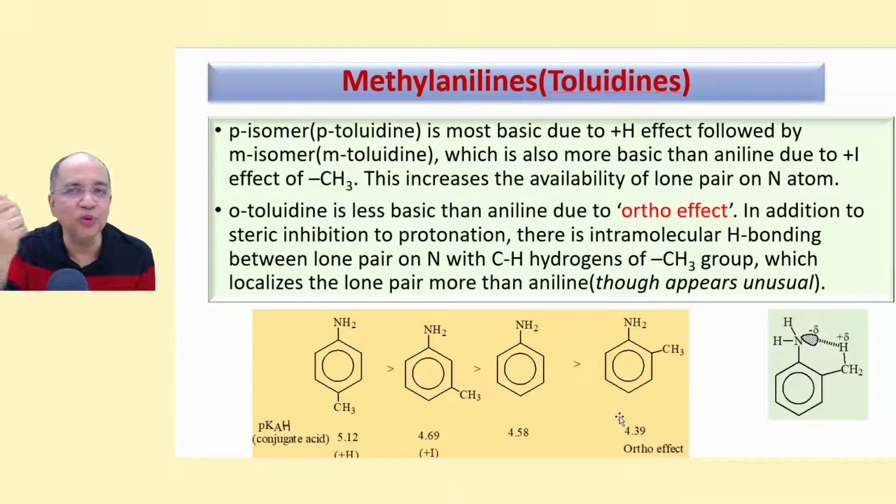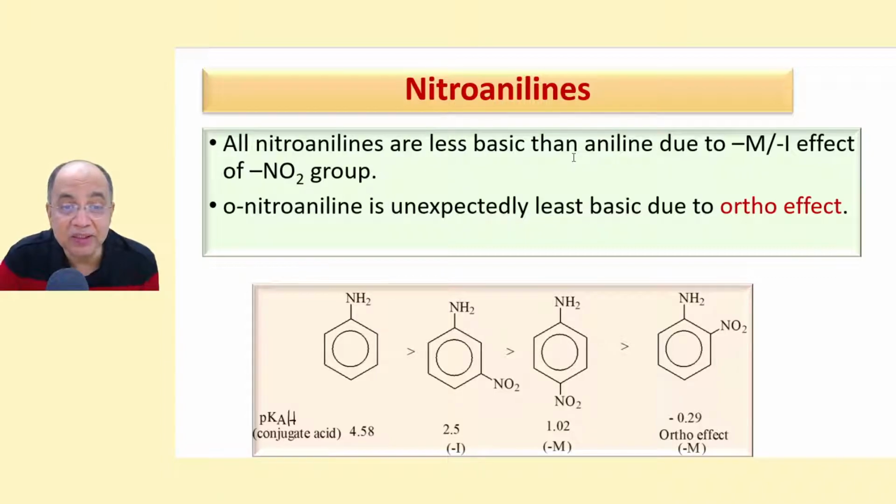In most books, you will not find a convincing explanation of the ortho effect in both the cases. But I have tried my best to give you a good, acceptable explanation for both the ortho effects. Now coming to nitroanilines. You know, all nitroanilines are weaker bases than aniline because of the minus I, minus M effect. But ortho is the weakest, unusually weaker. The pKa is minus 2.9 because of the ortho effect.